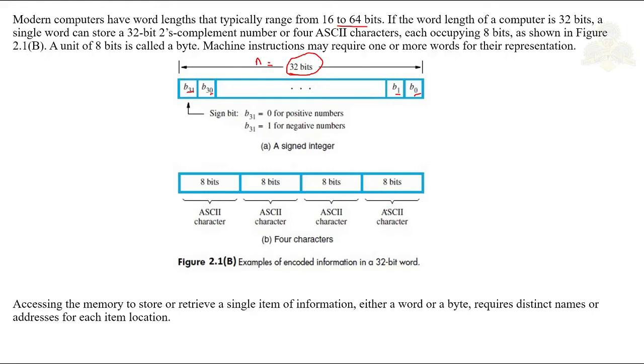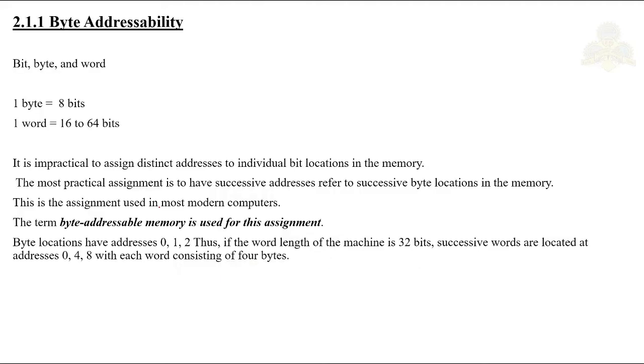Now, accessing the memory to store or retrieve a single item of information, like either a word or a byte, requires distinct names. You cannot just tell your computer to go and read from this memory. You have to give it some name. Next we will see how this can be done. For that we have to learn byte addressability.